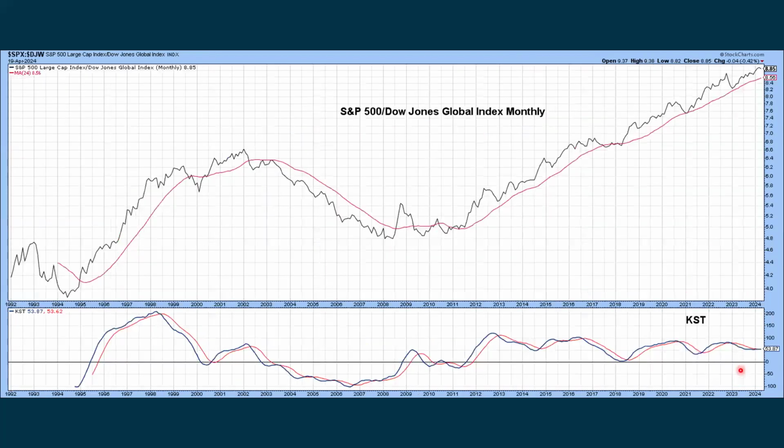Then we look at the S&P 500 and another global index, where the S&P 500 is still outperforming. The KST was trying to cross over positive. Now the lines are pretty much on top of each other. Then at the very end of this video, I list all those things that are positive and negative.